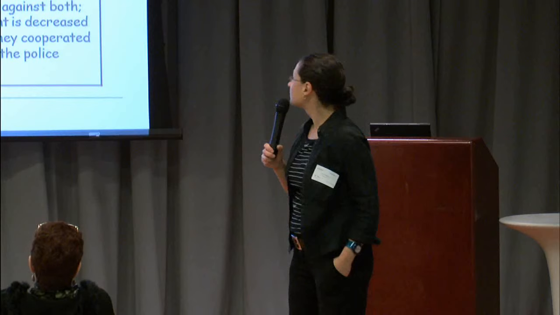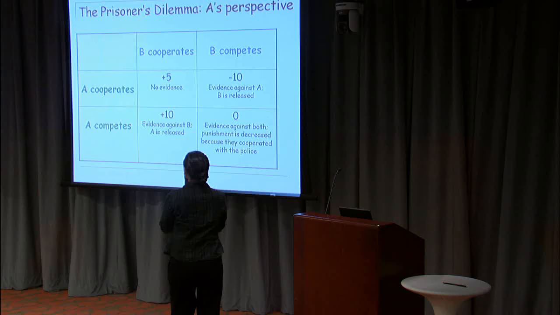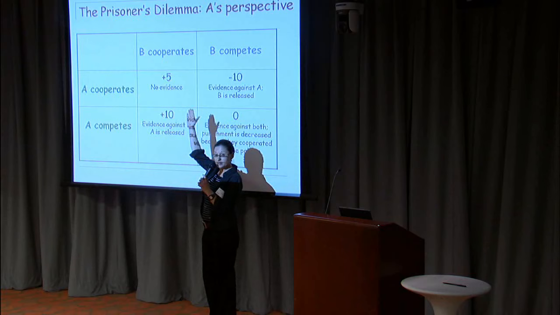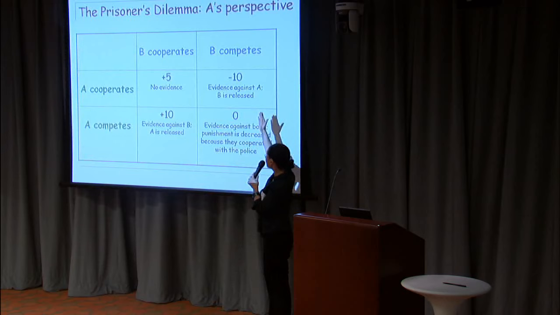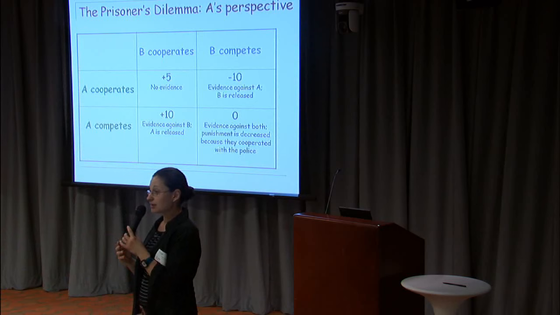So if you were A, what would you do? Okay, you see it? It's very clear. Because if you are A, if B cooperates, it's better for you to compete. And if B competes, once again, it's better for you to compete. Now remember that B will do the same calculation, okay? And he or she also will compete, because they do not have a way to verify.